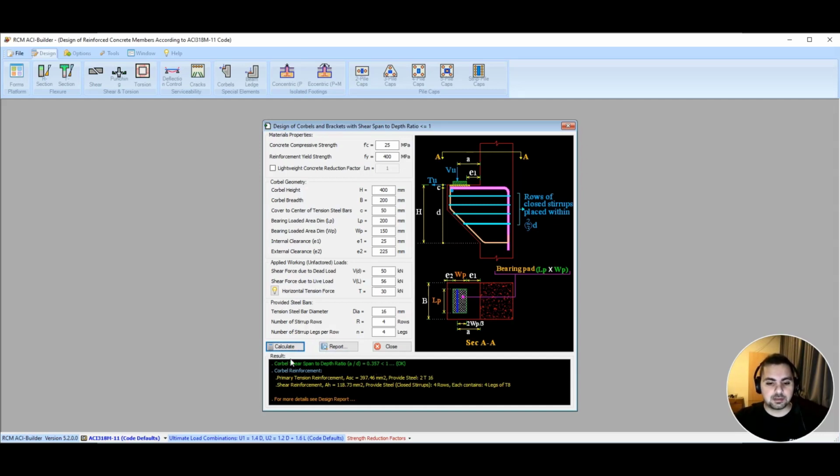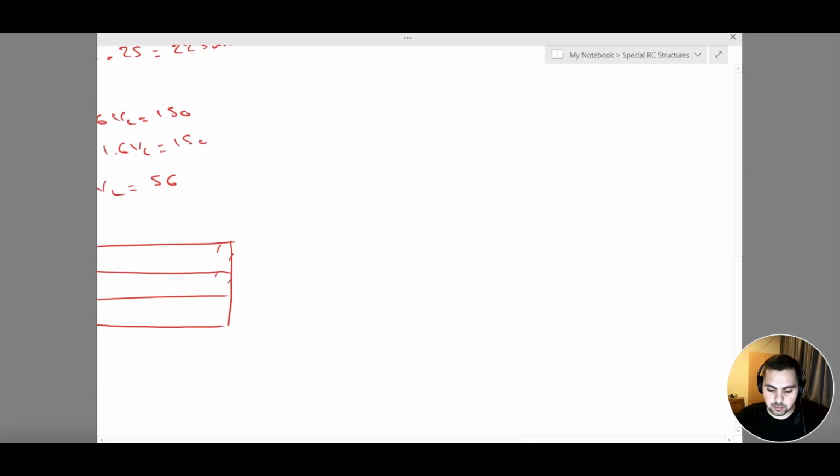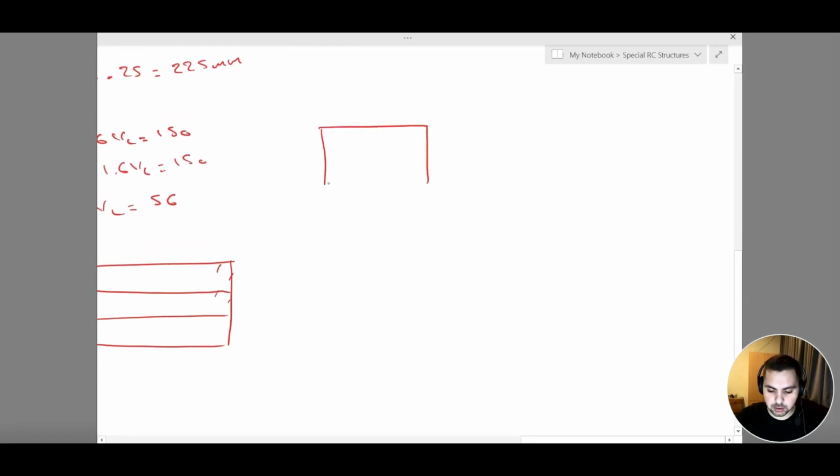Now if we move to my corbel reinforcement, my primary tension reinforcement ASC is 397.46 millimeters squared, provides steel 2 Tor 16. So this reinforcement is my main reinforcement basically. Now we need 2 Tor 16, so let's just reduce it to 14. Okay, so let's reduce it to 12. Let's try going for 4. Now these 4 bars, where are they being distributed? So let's just check it here. These 4 bars are being distributed along this distance, 200 millimeters.